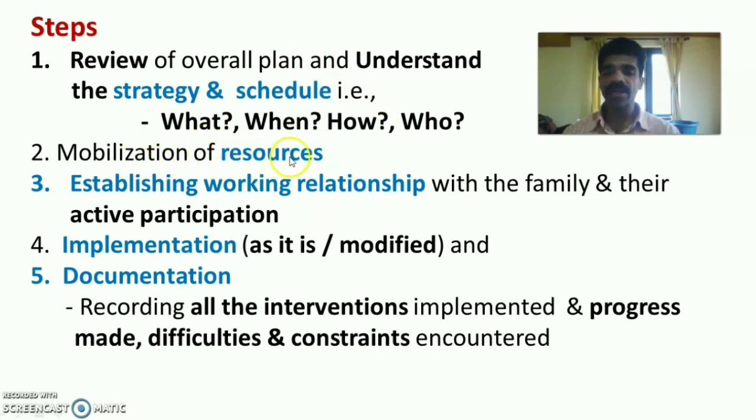Then mobilization of the available resources for the family nursing process, that is, collection of the resources. Then establishing a working relationship with the family and their active participation. That means establishing a good working relationship with the family members and gathering their active participation during the implementation of family nursing services. Then comes the implementation. It can be implemented as it is already planned or it can be modified according to the situation.